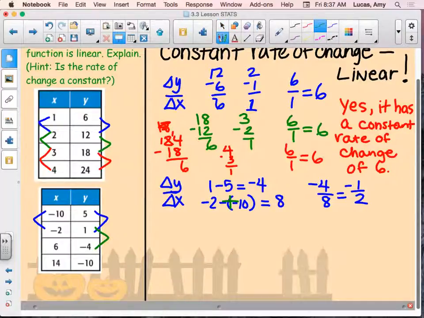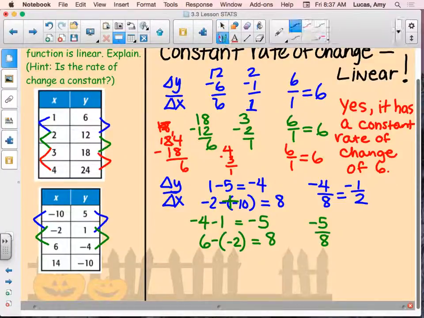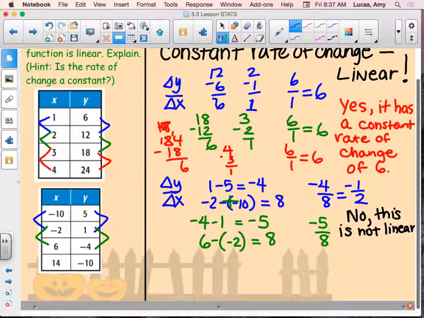My next one, negative 4 minus 1 is negative 5. And then 6 minus negative 2. So I'm subtracting the coordinates to find the rate of change. This would be a chunky plus, so it's 8. So negative 5/8 does not reduce to negative 1/2. So I don't even have to solve the last one because I can already tell that the rate of change is different. So no, this is not linear, because the rate of change is not a constant.